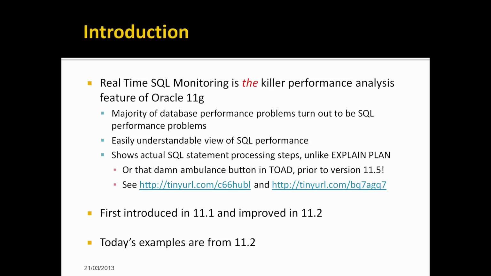So for example, at the site where I work at the moment, a lot of people use Toad. I'm a big Toad user myself, and prior to version 11.5, when you use that little ambulance button in Toad, what it actually does is run the Explain Plan and then show you the resulting execution plan. Now in a lot of cases that's going to be the correct plan, but occasionally it's not.